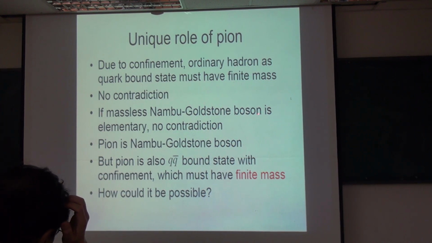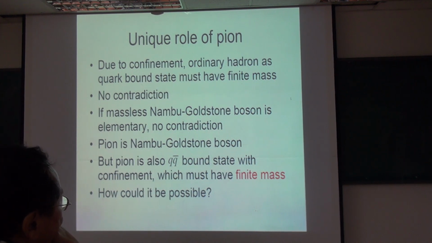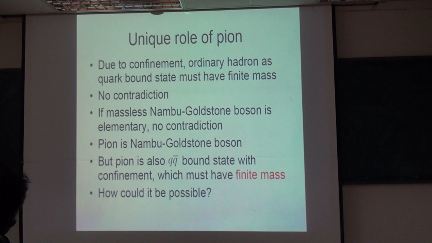If a massless Nambu-Goldstone boson is elementary, that means the Nambu-Goldstone boson should not have mass, and no contradiction either. But the pion is very strange because it's a Nambu-Goldstone boson and also a QQ bar bound state. Then we have a conflict. If the pion is a Nambu-Goldstone boson, it should not have mass. But it's a QQ bar bound state, so it should have mass. These two roles are conflicting with each other. Why does a QQ bar bound state need to have mass? Because it confines the motion of QQ bar within a finite space-time. But it could also be a Nambu-Goldstone boson.